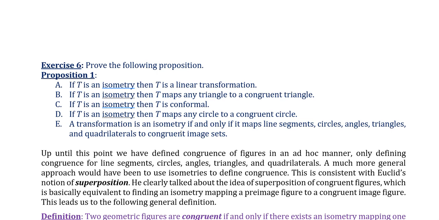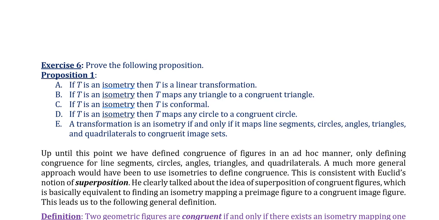If T is an isometry, then T maps any triangle to a congruent triangle. Okay, so you want to see if you can prove that if it preserves distance measure, it's going to have to preserve angle measure. Maybe you can think about what we know about triangles and lengths. If we lock down all three lengths, what happens? You're going to lock down the angles too. So the side-side-side triangle congruence theorem is going to be a big step in that proof. Proposition 1c: if T is an isometry, then T is conformal.